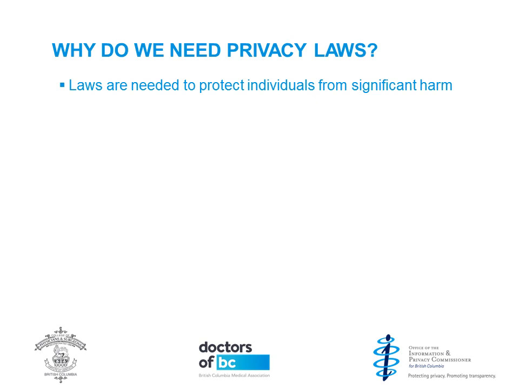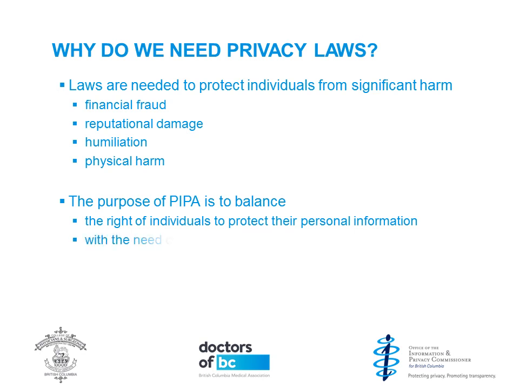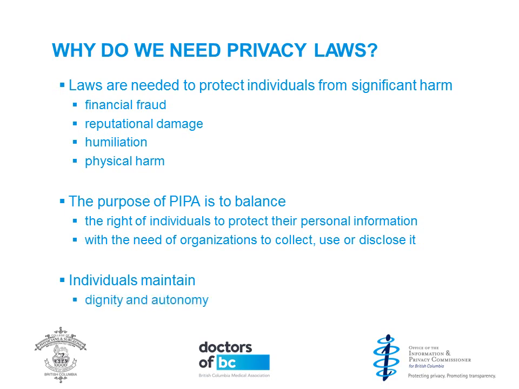Unfortunately, a small percentage of the population is dishonest, and they can cause significant harm by stealing someone's identity to commit financial fraud, damage their reputation, humiliate them through impersonation, or cause physical harm. The purpose of PIPA is to balance the right of individuals to protect their personal information with the need of organizations to collect, use, or disclose it. It helps individuals maintain their dignity and autonomy by giving them the right to exercise control over their personal information.